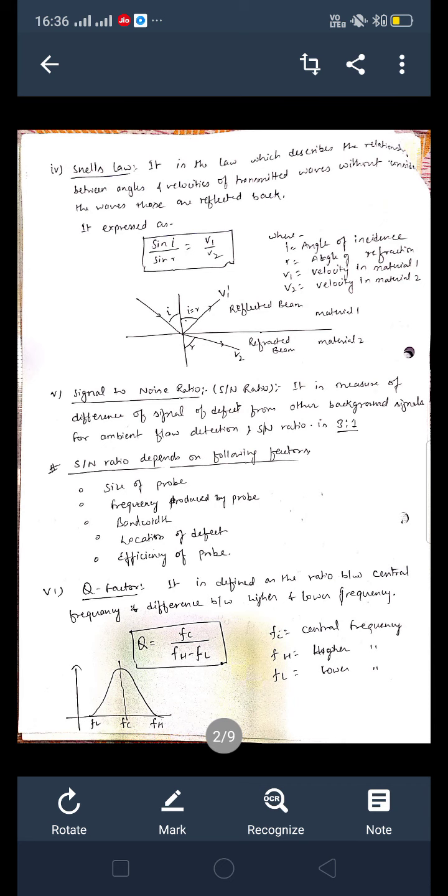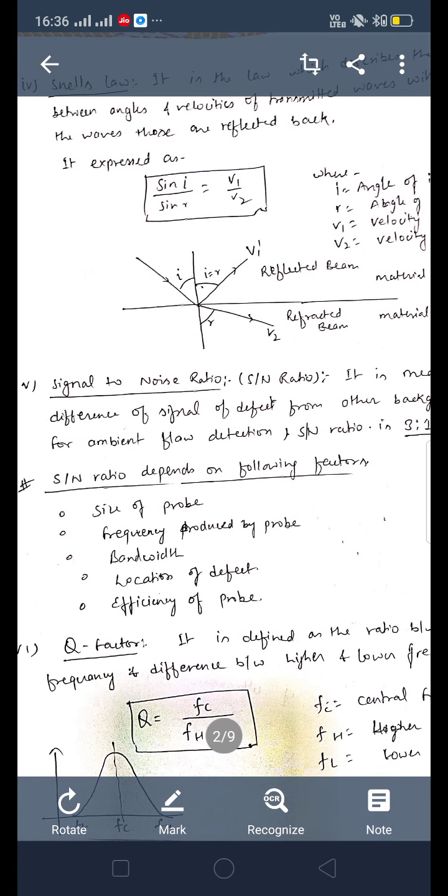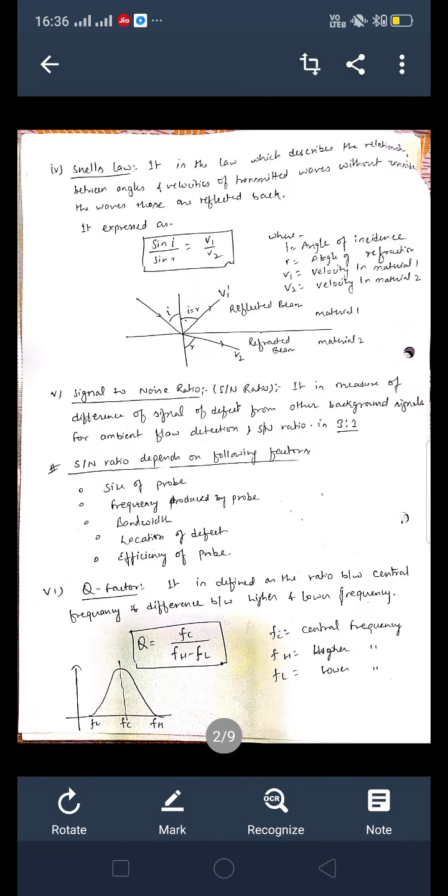And third is Snell's law. It is very important. Snell's law is the law which describes the relationship between angles and velocities of transmitted waves, without considering the waves that are reflected back.